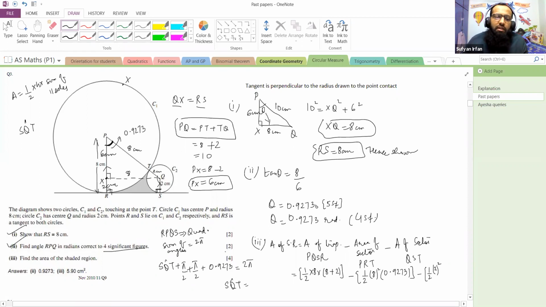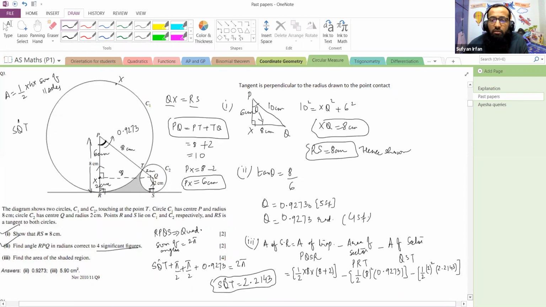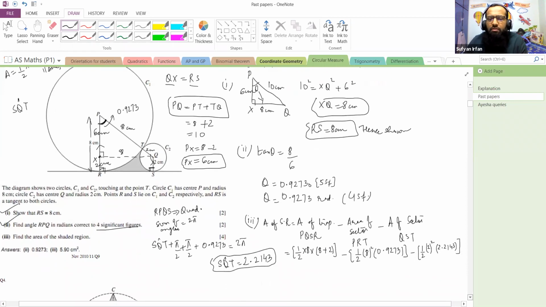All the angles add up and equate to 360 degrees, but as we are dealing with radians, equate it to 2 pi. So 2 pi minus pi by 2 minus pi by 2 minus 0.9273. So this is 2.2143. SQT is 2.2143 radians. Now that we have this angle, we can use it over here in half r squared theta, right? And then we are going to find the answer.